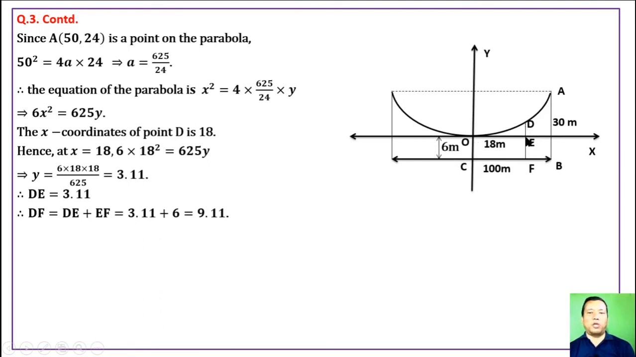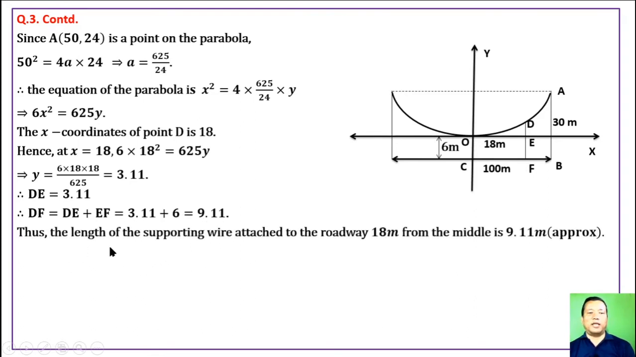Now DE is found out, whose value is 3.11. Adding these two quantities, we get 9.11. Thus, the length of the supporting wire attached to the roadway 18 meter from the middle is 9.11 meter approximately.